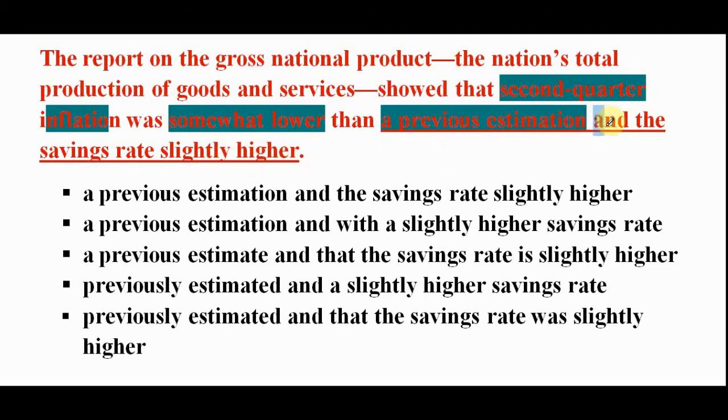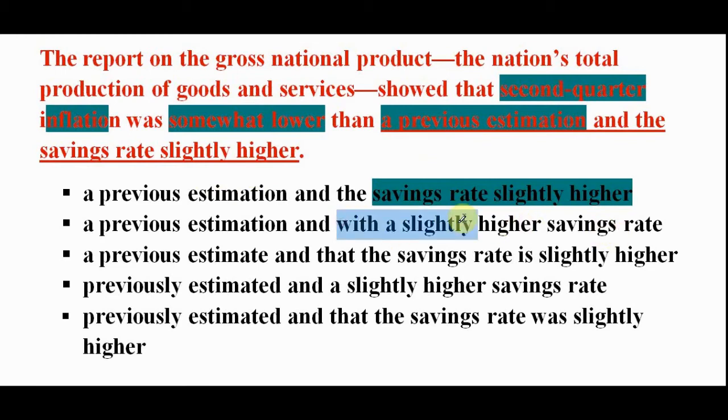So look here, the "and" part. Actually, after and before "and" should be parallel, right? So it says inflation was lower, it means saving rate was higher, should be the correct one. All right, so option A out. Did you get why A out? Because second quarter inflation was lower and the saving rate was higher, right?